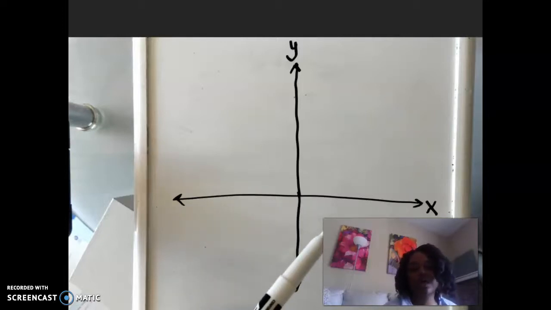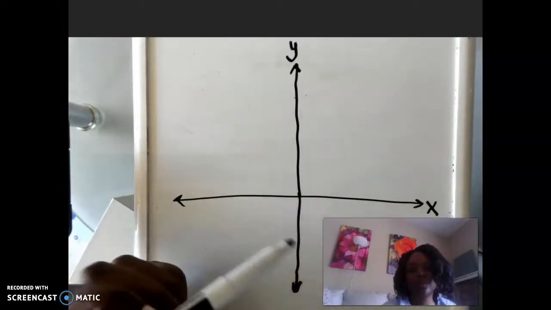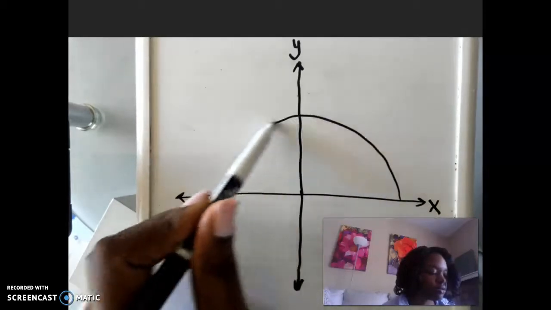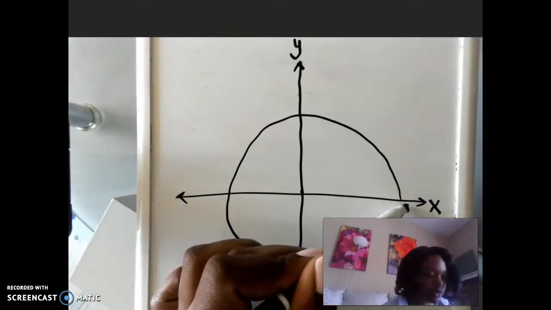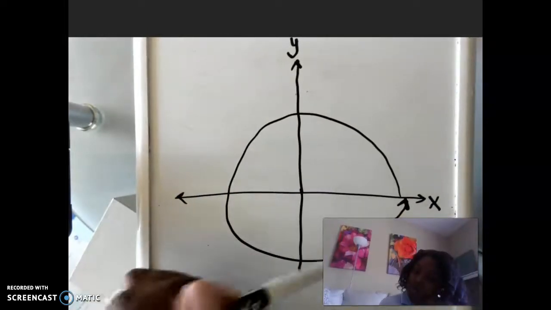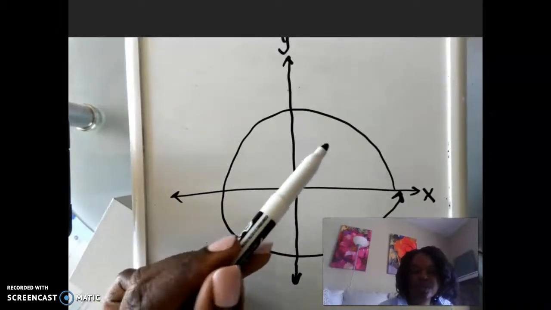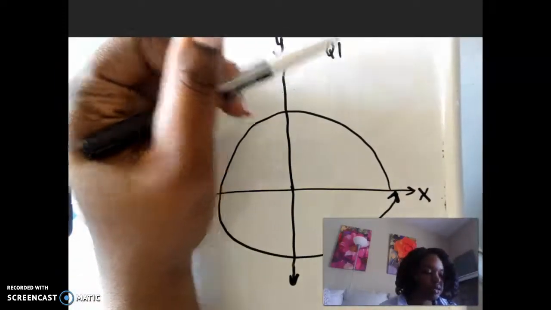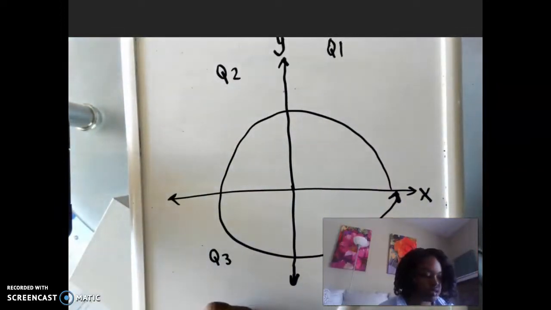I want you to keep in mind that as you move around this plane, let's say we're following the path of the unit circle around. I'm trying to freehand this so it looks crazy, but ideally, the unit circle should be the exact same radius all the way around. As you're moving around, first, we split this into 4 quadrants. This is quadrant 1, this is quadrant 2, this is quadrant 3, and this is quadrant 4.